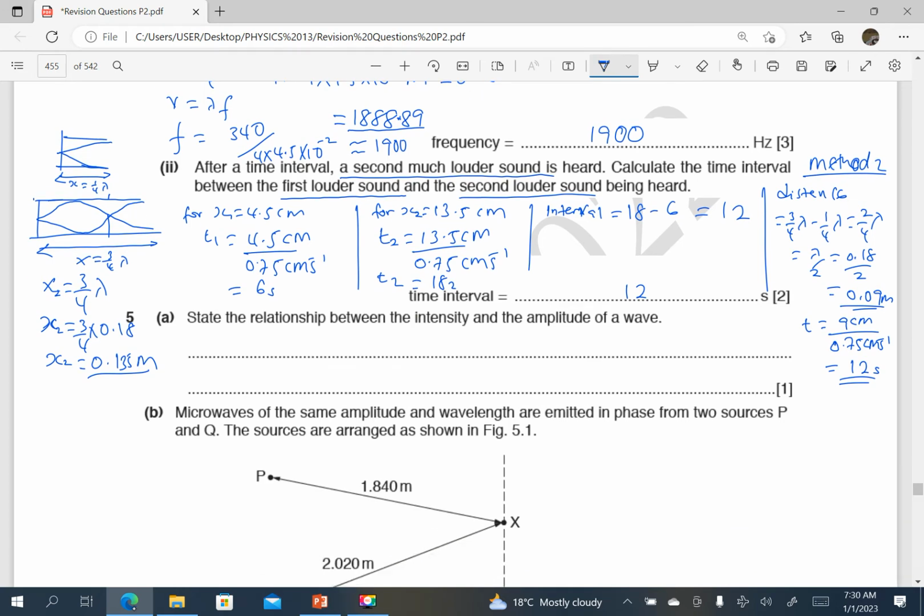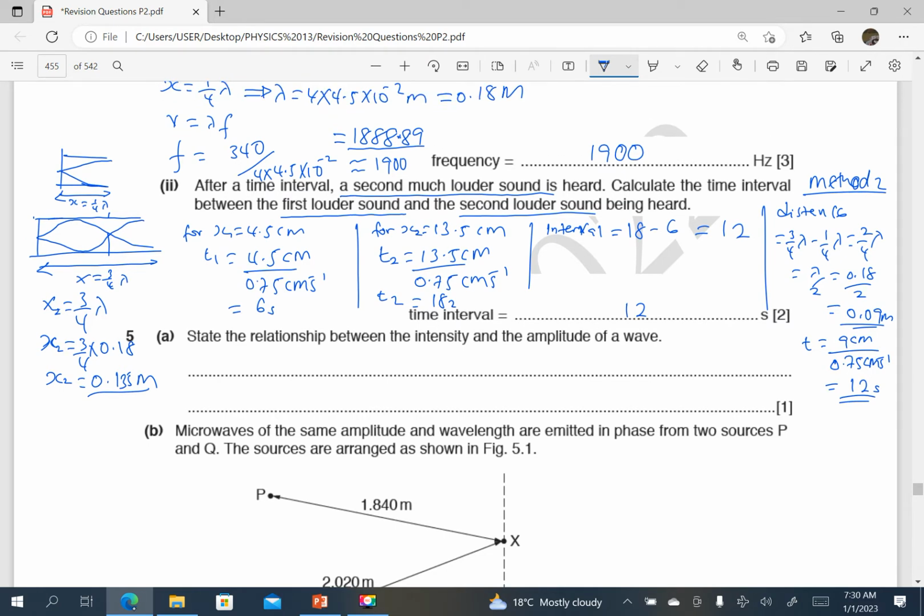State the relationship between the intensity and amplitude of a wave. Of course, we already know from our AS that intensity is directly proportional to amplitude squared. Intensity is directly proportional to amplitude squared, or I is directly proportional to A squared. That is the relationship.